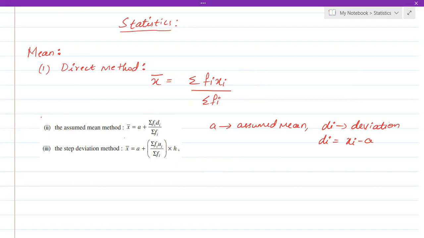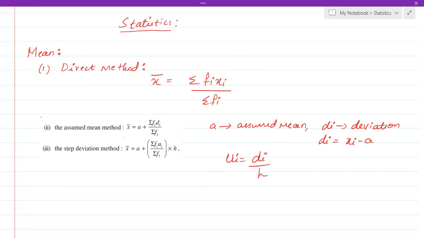And in the third formula, the step deviation method, it is the same thing. You have something called ui. Ui is di divided by the common factor, let's say h.